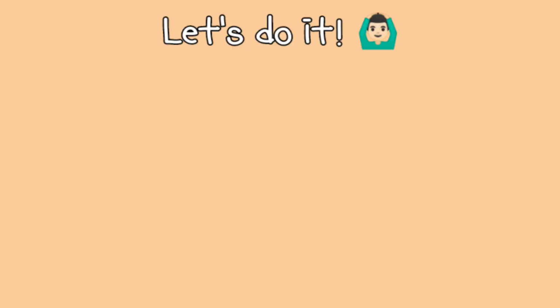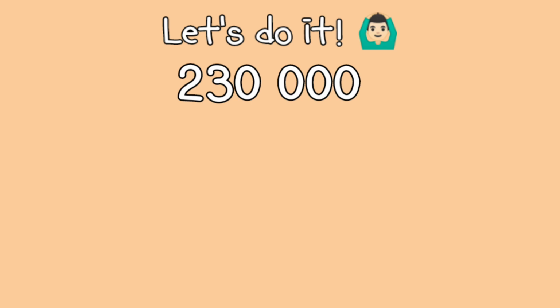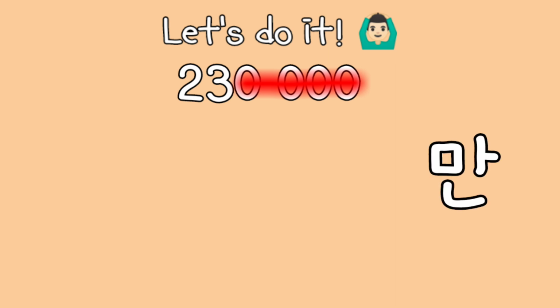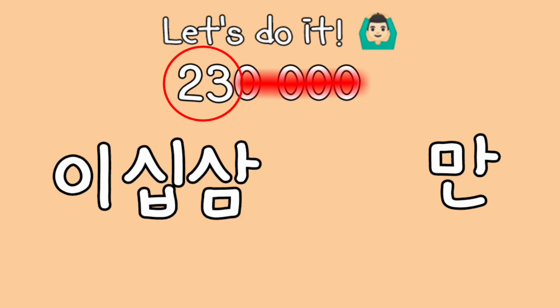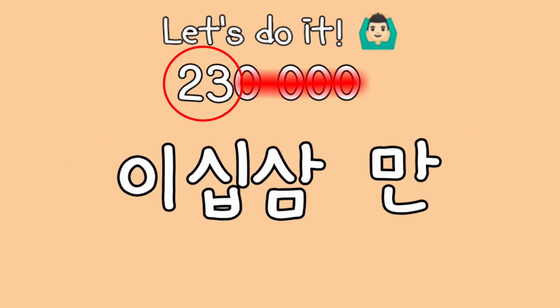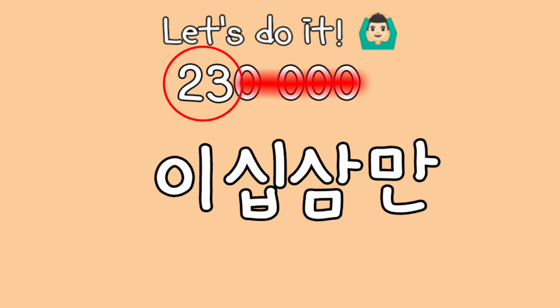Okay, for example, we have 230,000. So, we will first take out the 4 zeros from the right and put man at the end. And then, start translating the remaining number, which is 23. In Korean, 23 is iship-sam. Then, add the man. So, we have iship-samman, or 230,000.